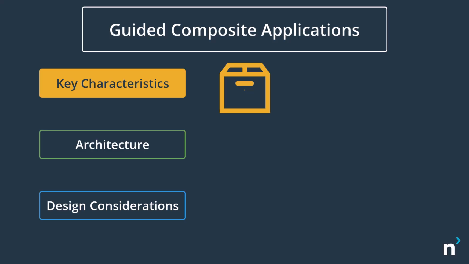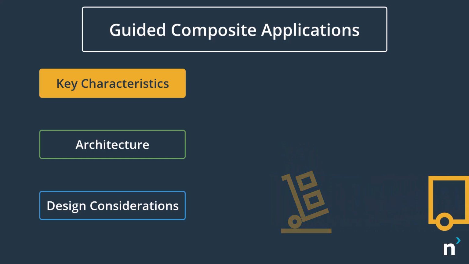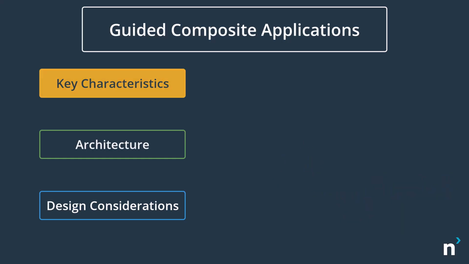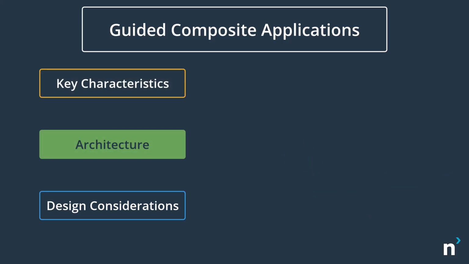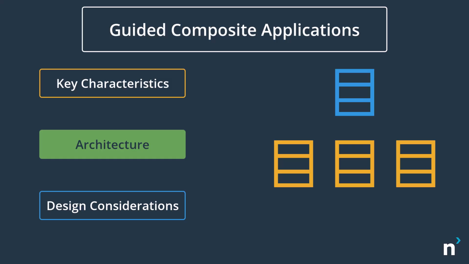Guided composite applications work well for tasks where users must complete steps in a specific order, such as picking or packing inventory. A guided composite application is made up of a composite application table and one table per application step. As the user progresses through the flow, data is saved to the composite table and synchronized to each step's application table. This synchronization occurs when the user navigates to the next step.